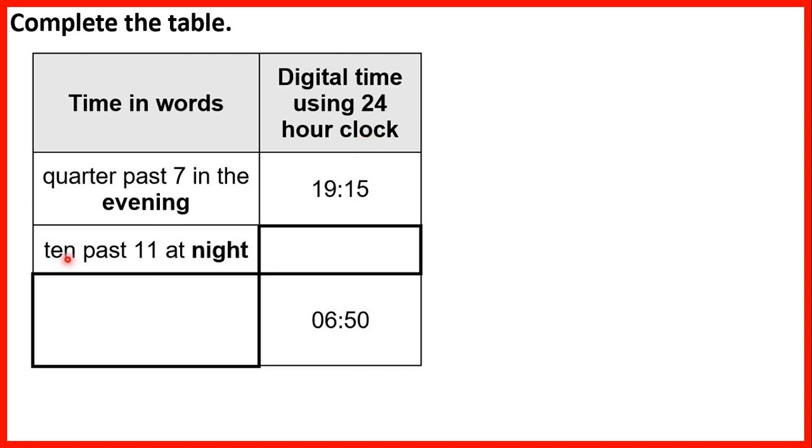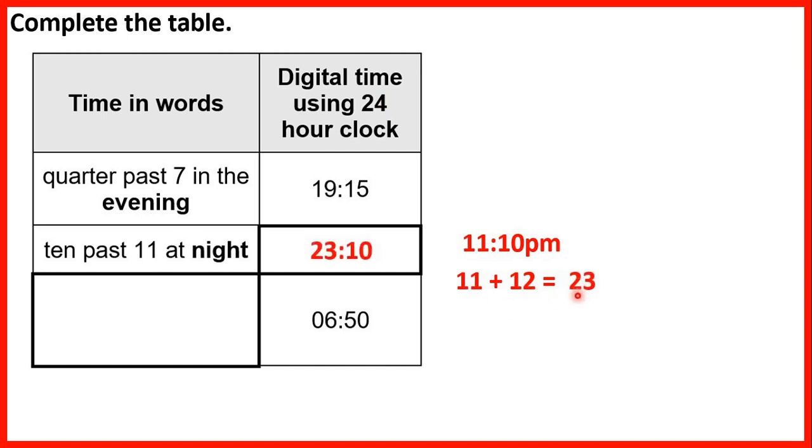Now we have 10 past 11 at night, so that's 11:10 PM. The hour is 11, and 10 past means 10 minutes past that. But that's a PM time, and we need to use a 24-hour clock time. Remember, to make a time that's PM 24-hour, we can add 12 to the hour, and 11 plus 12 is 23.